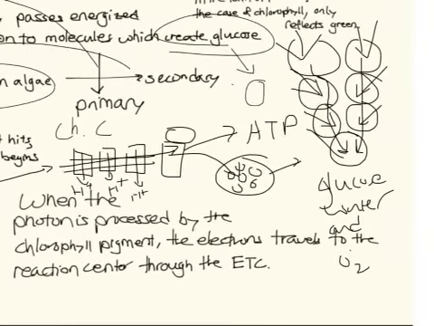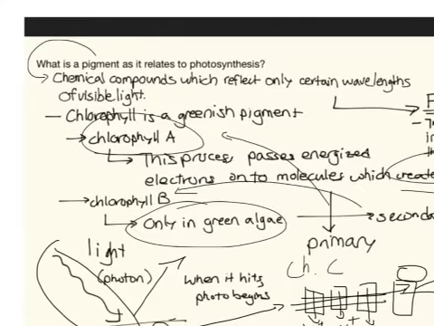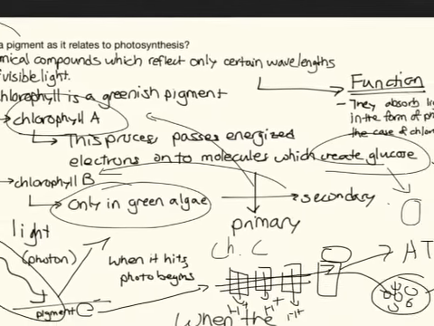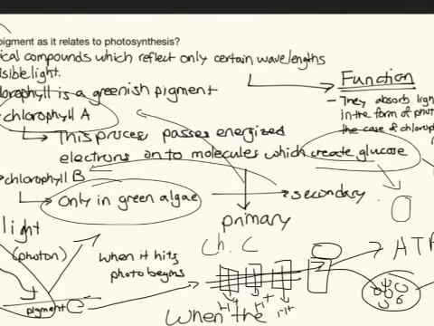So, let's review this. What we first saw was the pigment, and how it relates to photosynthesis. Pigments are molecules that reflect only certain wavelengths of visible light. Chlorophyll is a greenish pigment that's necessary for the plant to go through photosynthesis. This is the passing of energized electrons onto the molecules which create glucose.